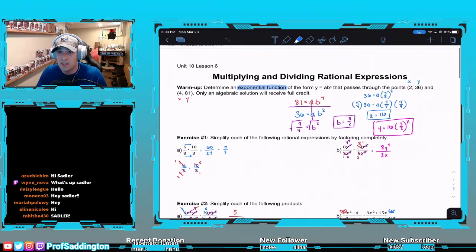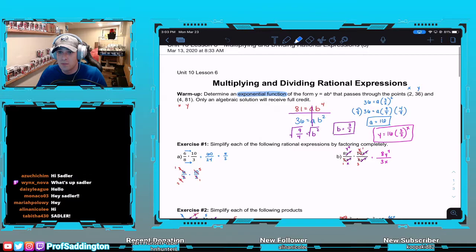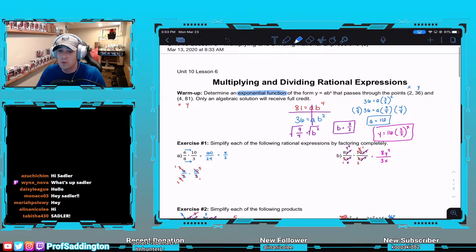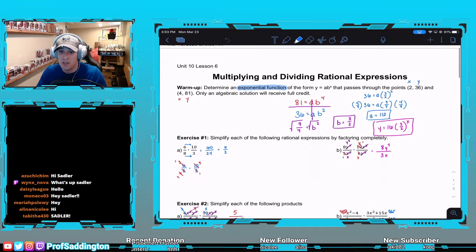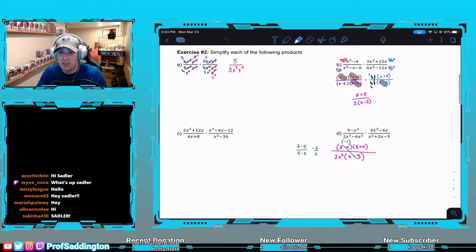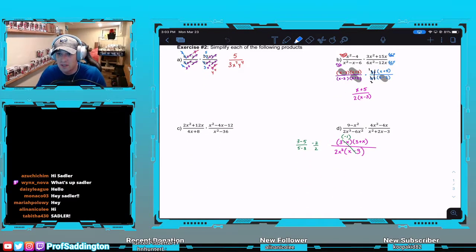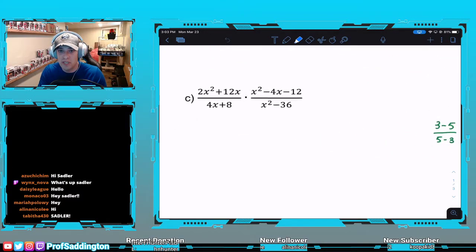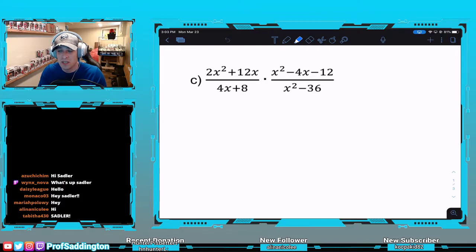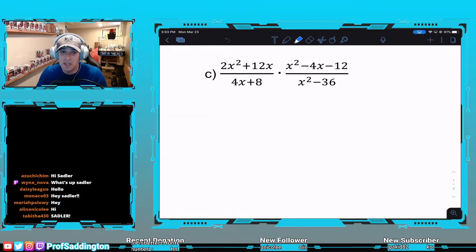So this lesson is Unit 10, Lesson 6, multiplying and dividing rational expressions. This is what we started last Monday. I just pulled this one from one of the classes, from second period. In second period, we did not do part C, so I'm going to walk through part C. Some of you guys may have already done it, but it's a quick little refresher of what we did with multiplying fractions. Then I'm going to go to the next page and do a couple dividing ones with you, and that's going to be the lesson today.